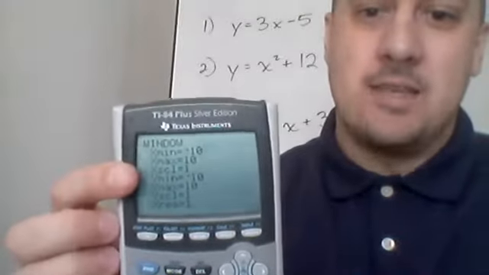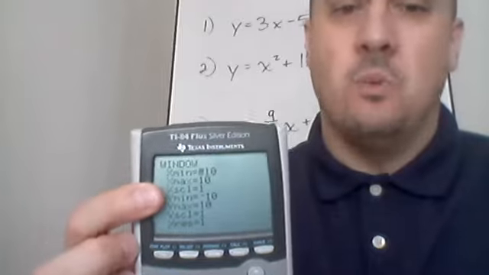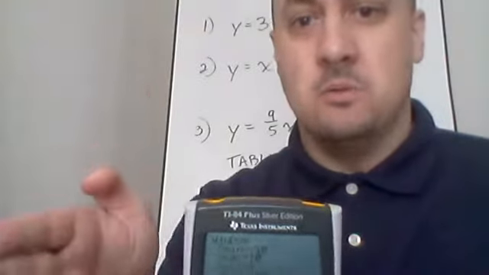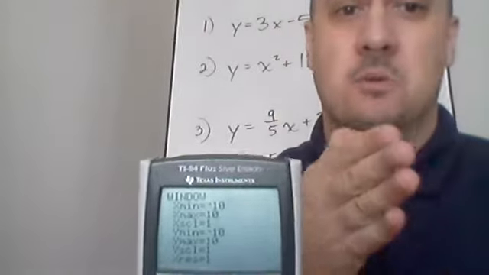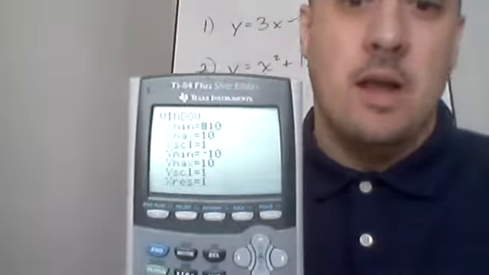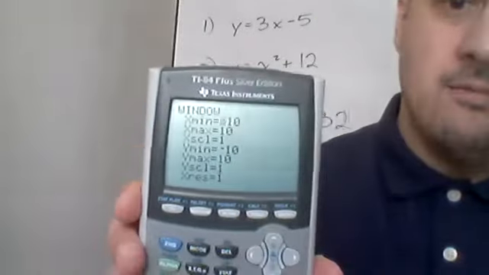And then the X scale, which mine is set to 1, is just how often your calculator is going to put one of those little tick marks along the X-axis. So it's going to put a tick mark at 0, 1, 2, 3, 4, 5. It's going to count by ones. You can change that if you want to, but it's not really necessary.